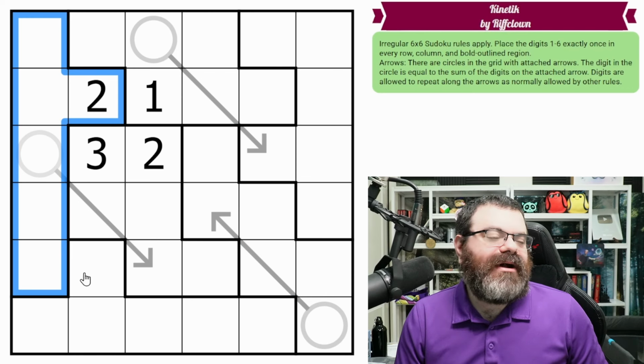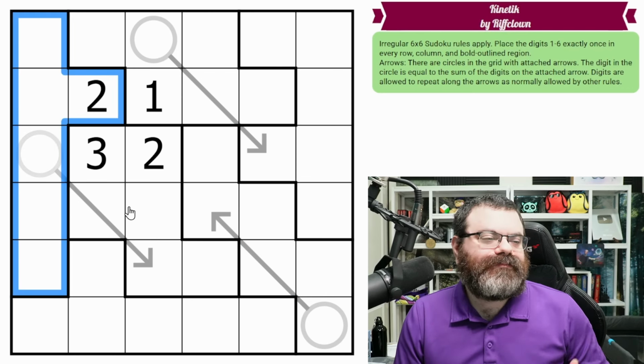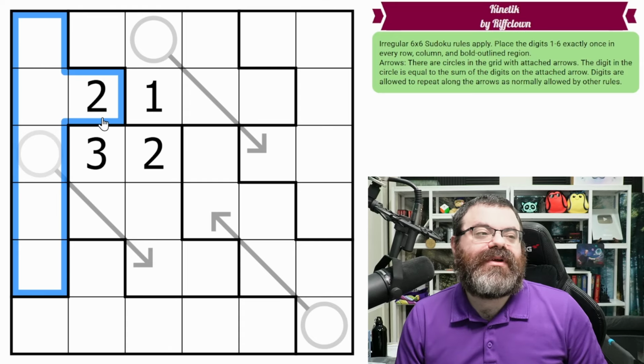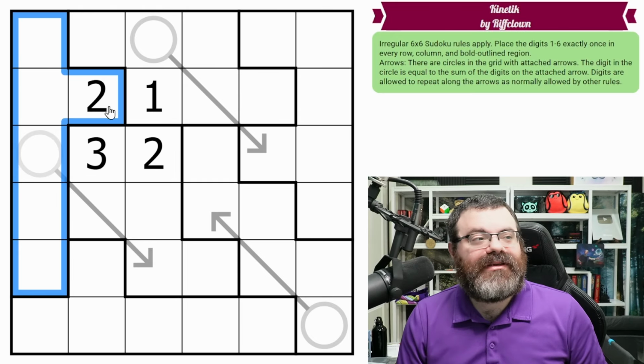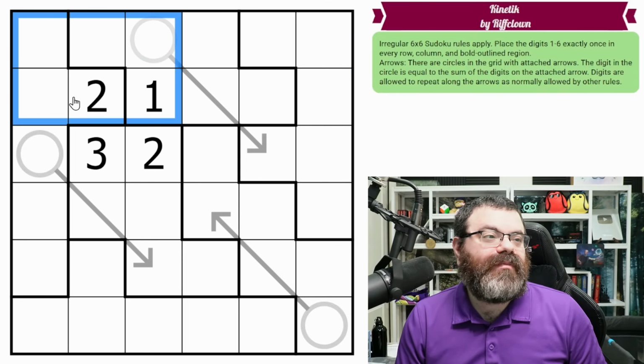And you can use the bold outlines to determine those shapes. And so the point is that within these, we also are placing the digits 1 to 6 exactly once each. But where our normal boxes are, there's no restriction because there's no bold outline there.